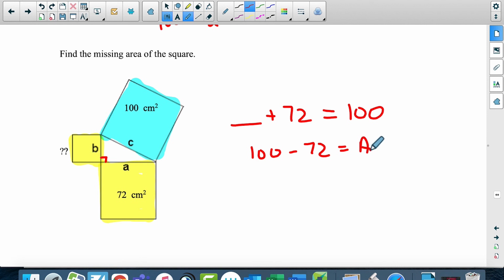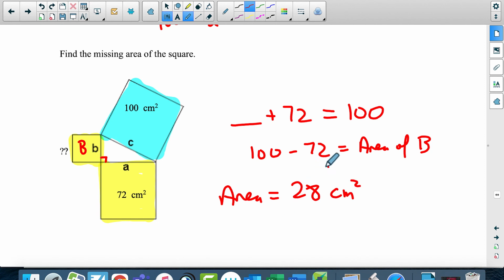That'll give us the area of this side, which I'll call B. 100 minus 72 is 28. So the area equals 28. 28 what? Centimeters squared.